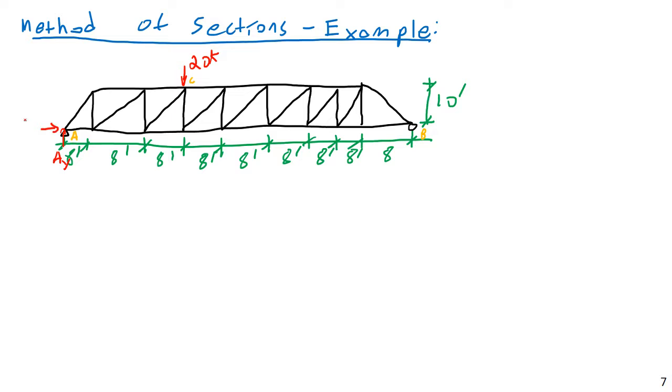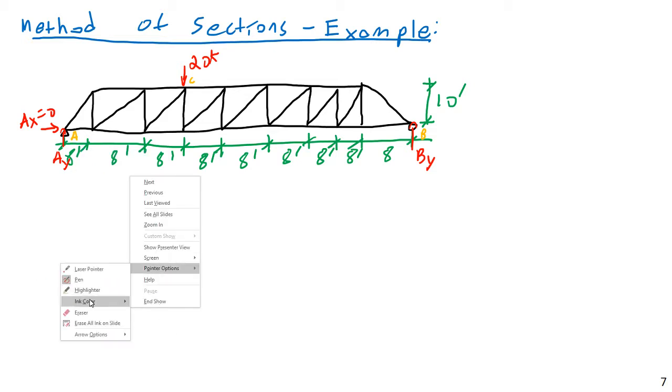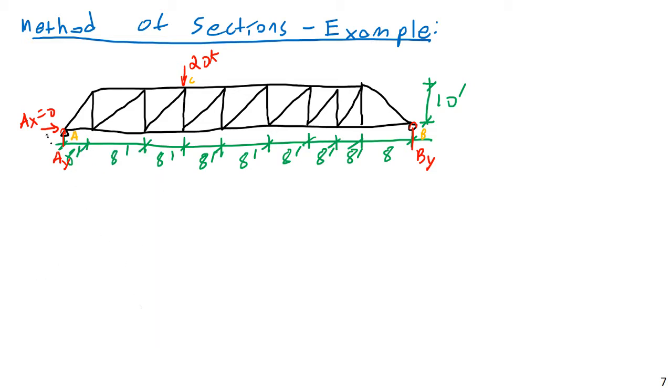AX, which is going to be equal to 0 because there are no other horizontal forces on this, and then I'd have BY. Alright, so not going to be too difficult to get our reaction forces. Let me get the reaction force at A first. And I'm going to do this by summing moments about point B, counterclockwise positive. This is going to equal 0.